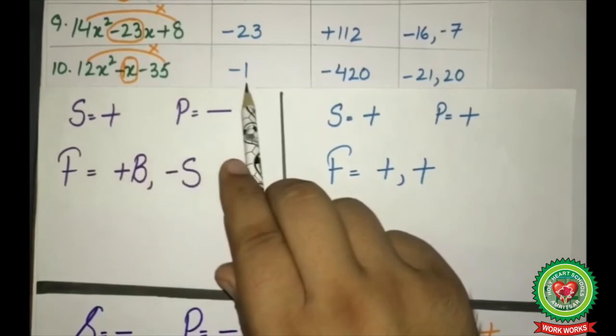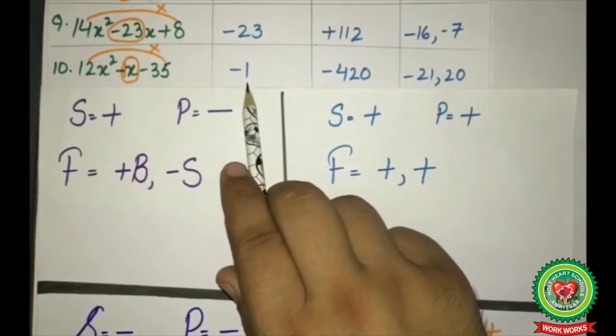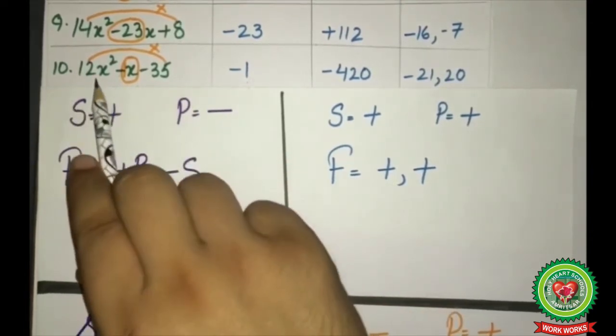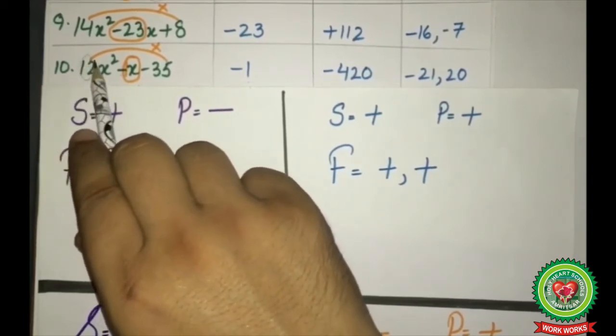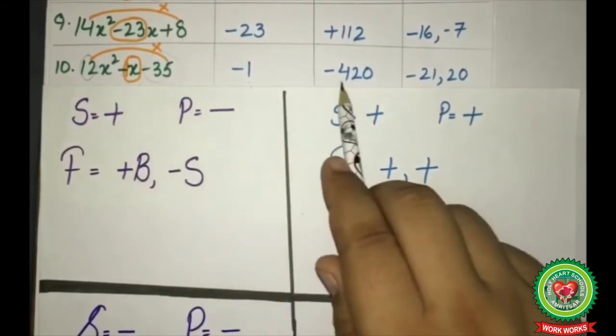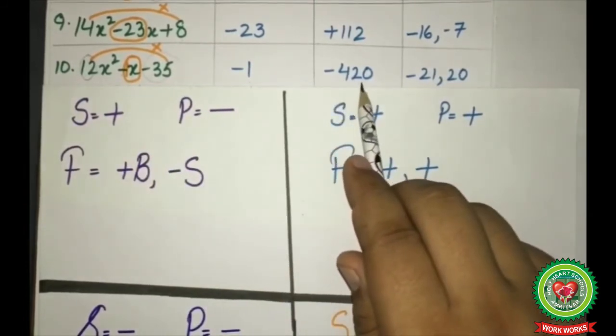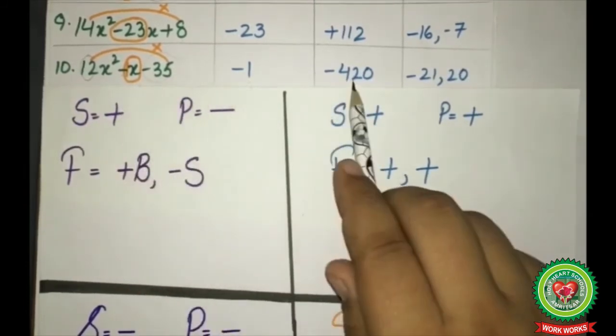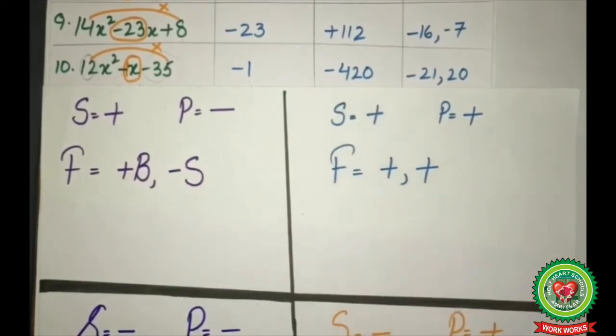Now in this example, the coefficient of x is minus 1. So the sum required is minus 1. And the product of the coefficient of x square with the constant term comes out to be minus 420. So the product required is minus 420.